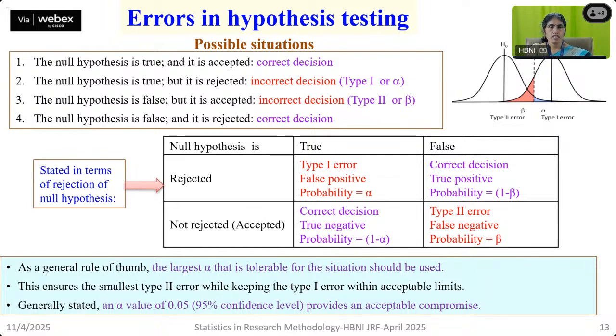If the case is not mentioned, generally the alpha value is taken to be 0.05. That is a 95% confidence level. If not explicitly mentioned, the general case is to go for an alpha of 0.05. That is the acceptable compromise as of today.